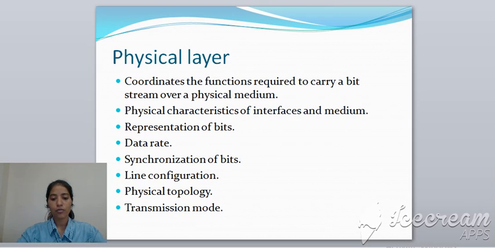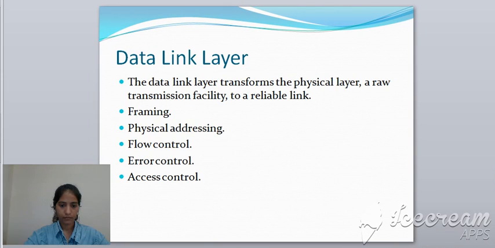Next is transmission mode. The physical layer also defines the direction of transmission between two devices, that is simplex, half duplex or full duplex. In simplex mode, only one device can send, the other can only receive. The simplex mode is a one-way communication. In half duplex mode, two devices can send and receive, but not at the same time, while as in full duplex mode, two devices can send and receive at the same time. So, this was all about physical layer and its functions.